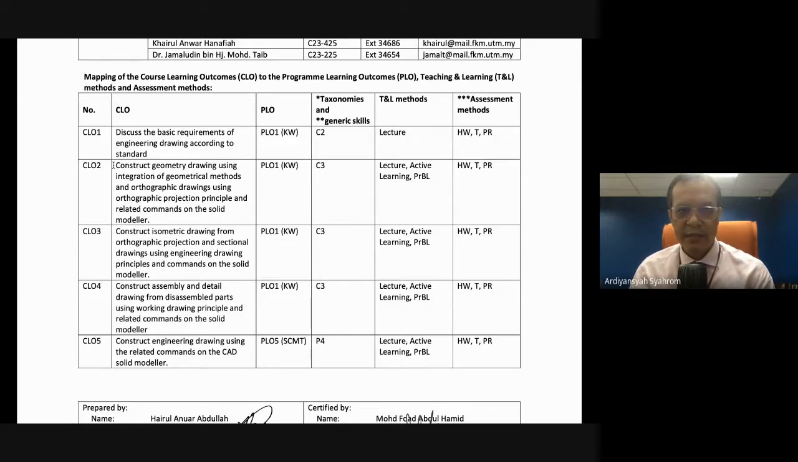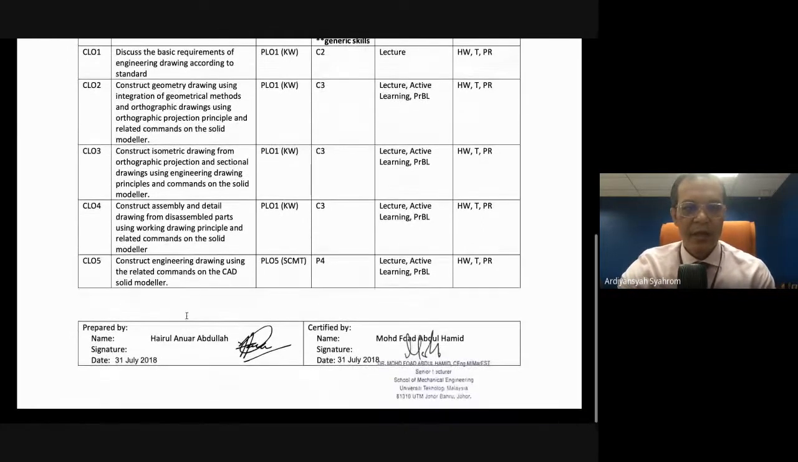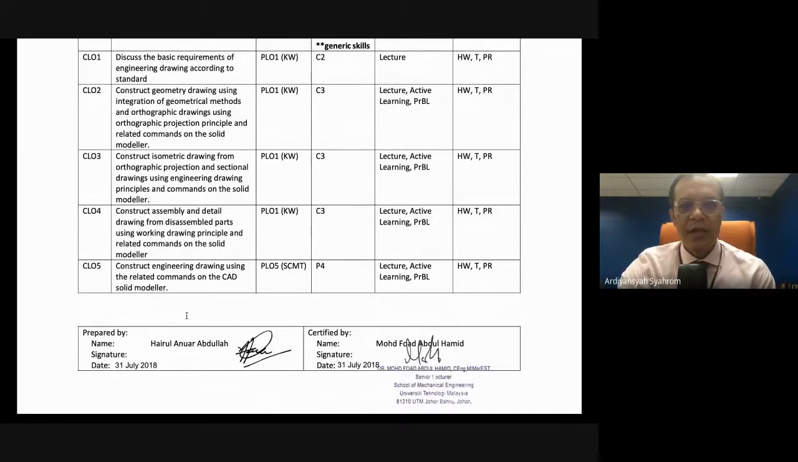That is second. The third is to construct isometric drawing from the orthographic projection and sectional drawing using engineering drawing principles and the commands of the solid modeler. And construct assembly and detail drawing from the disassembled parts using the drawing principles and related commands of the solid modeler. Last but not least, construct engineering drawing using related commands on the CAD solid modeler.